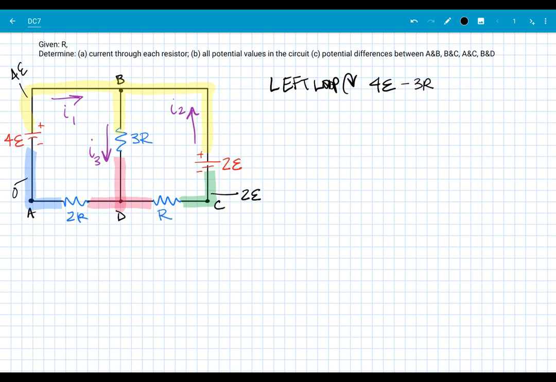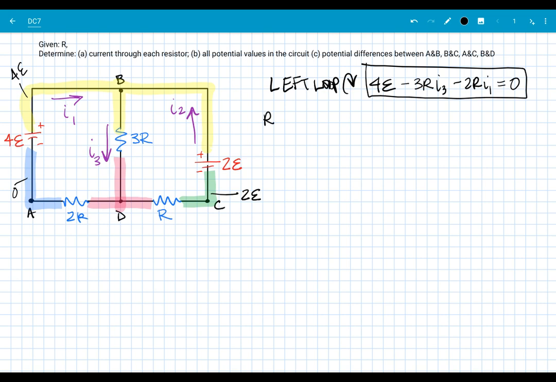So 4E, we went through the 4E battery, we're coming down 3R, and then I3 is what I've called that current. And then we loop around right to left from red to blue through the 2R battery there. And I'm going with the current in both those cases. So 2R and current I1 is the current that goes through the 2R resistor. That brings me back to where I started. I've completed my loop. So there's an equation.